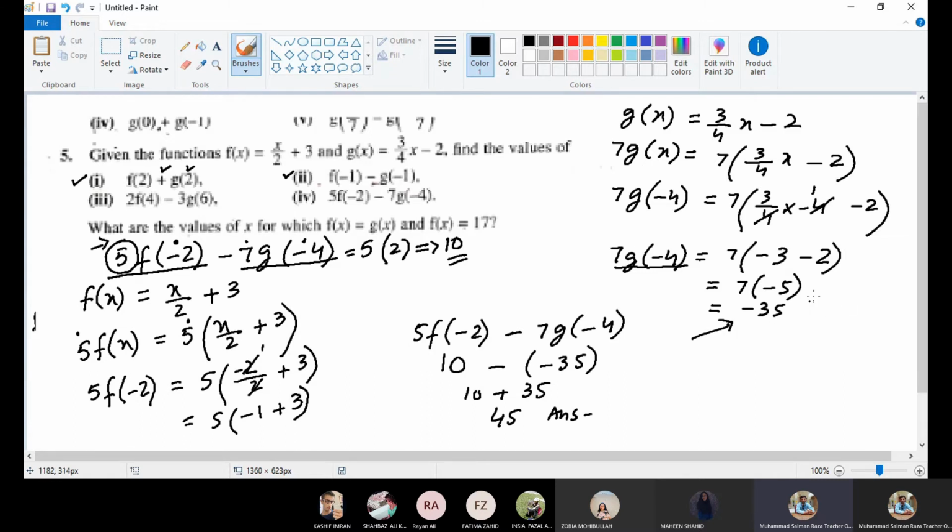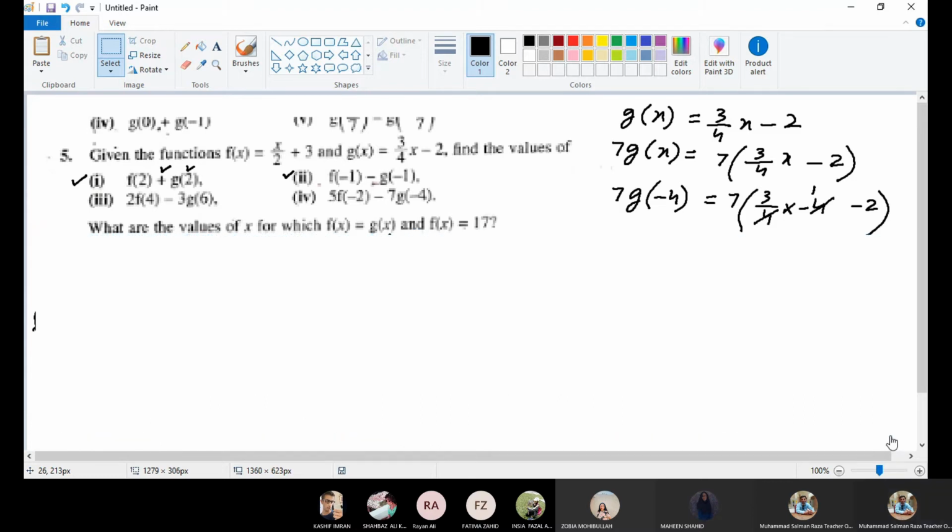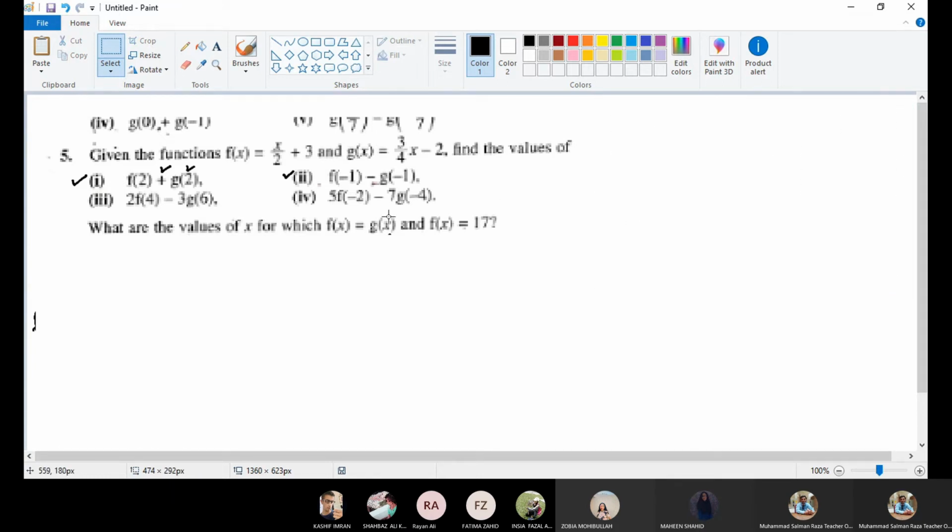in the last. This question has a special part as well, where you can see that it's mentioned over here: what are the values of x for which f of x is equal to g of x. So now you can see that this part, f of x equals g of x, is a separate question, and f of x equals 17 is a separate question. So how will we solve this part?